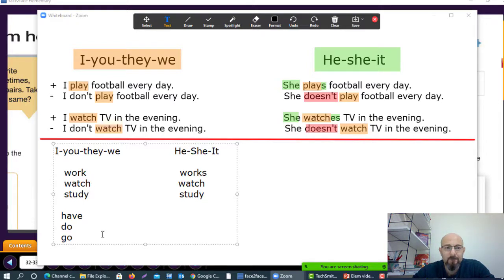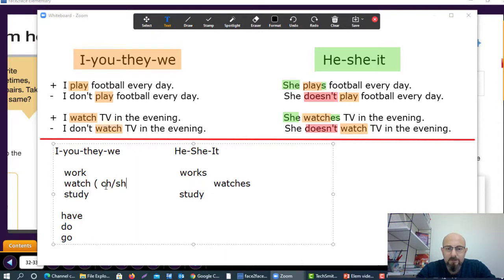Watch. What do we add here? Watch, watches. Okay. Someone will ask now, Mr. Nasser, why here we add s, here we add es. Look, any word ends with ch. Look here. This is ch. Okay, let's open it here. Any word ends with ch, sh, s, x, z.